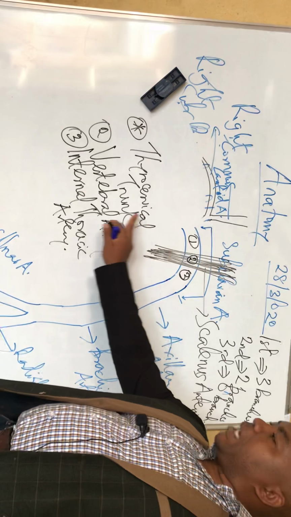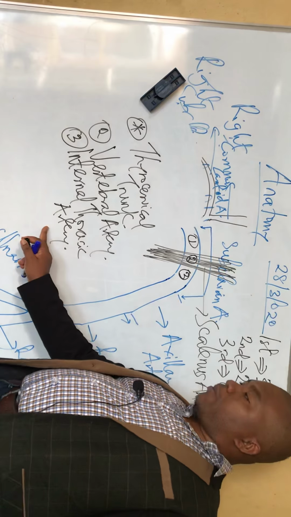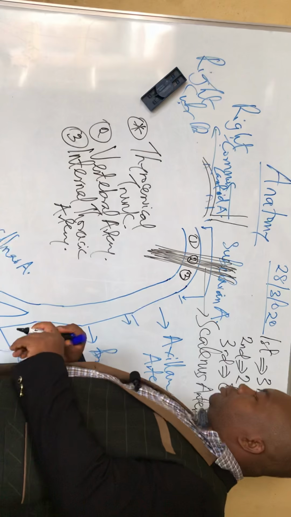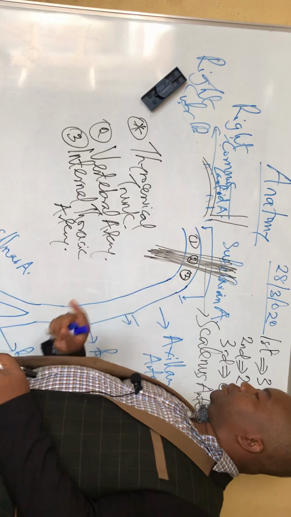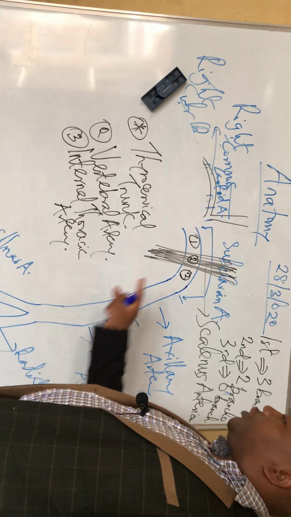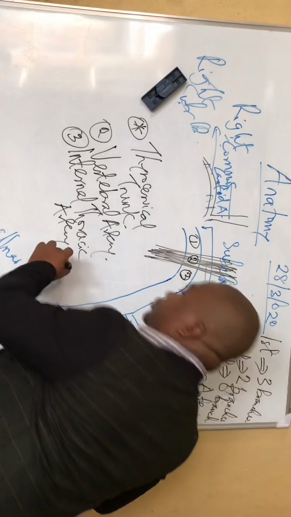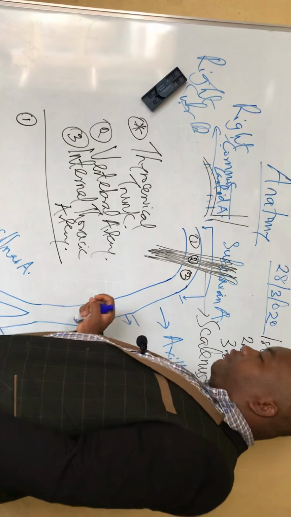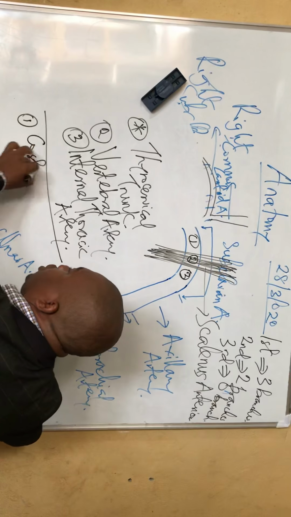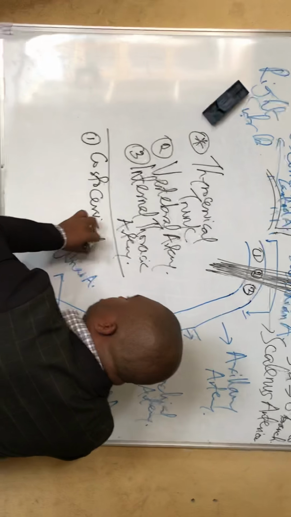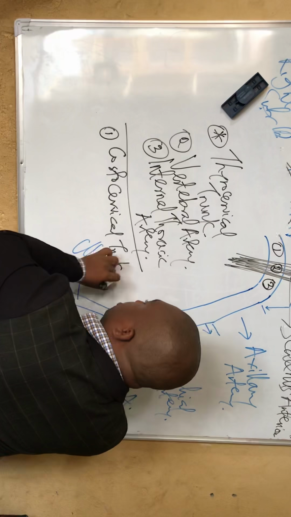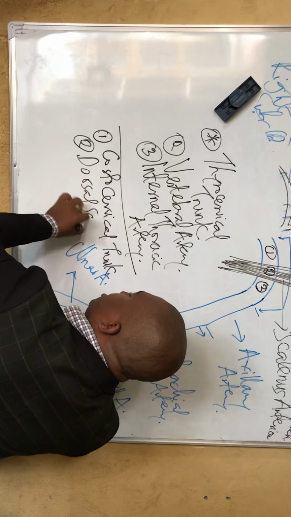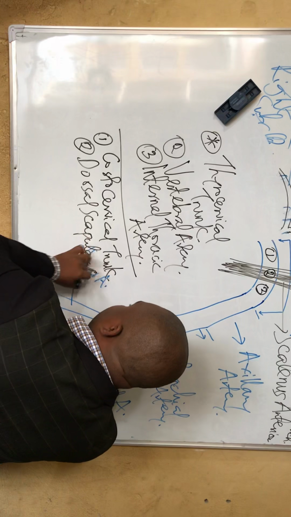Then these are the 3 branches that will all come out from the first part of the subclavian artery. Then going to the second part of the subclavian artery, the first branch that will come out from it is called the costo-cervical trunk. Then you have the other branch, which is called the dorsal scapular artery.